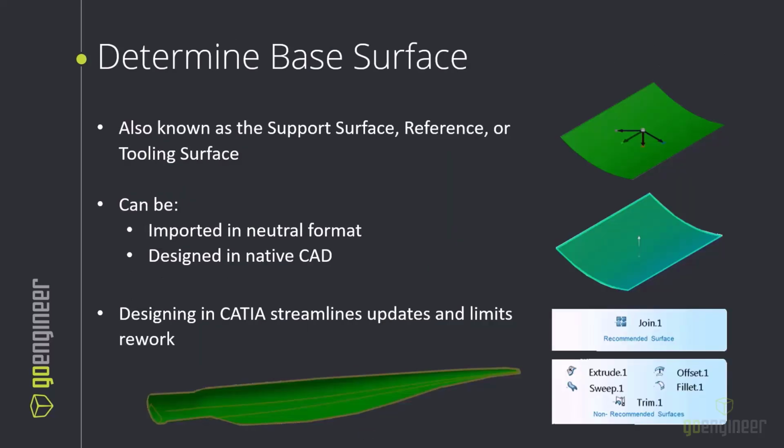So the next step is to determine or import our base surface. So our base surface, also known as the support, reference, or tooling surface, essentially defines our bottom surface that we're going to be laying our plies on top of. And this can be imported from a third-party CAD in a neutral format such as STEP or IGES, or it can be designed as a typical surface in your native CAD or CATIA. The benefit of designing in CATIA is that if there are any modifications to the base geometry or base surface, those modifications will more readily push to your composite definition, your manufacturing, and your sim with little rework or error mitigation.